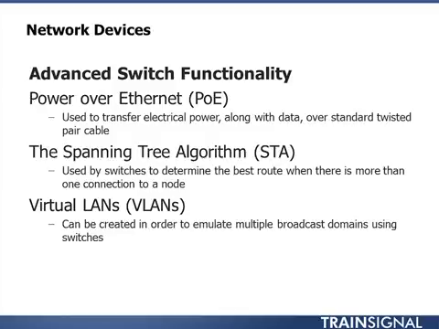Some advanced switch functionality that we have is PoE, Power over Ethernet, used to transfer electrical power over a twisted pair cable, meaning our Ethernet cable. This is very cool and comes in very handy, okay? Because sometimes you'll have devices, different networking devices. A great example I'm going to give you is a wireless access point. We talked about those in the wireless networking lesson. Very often you want to place those in a location that there is no power outlet.